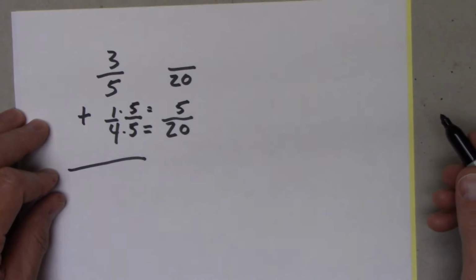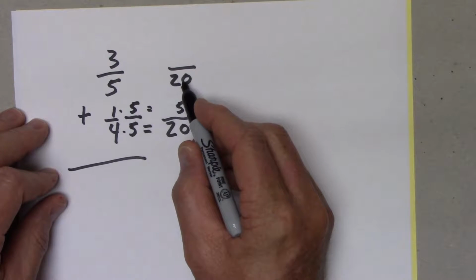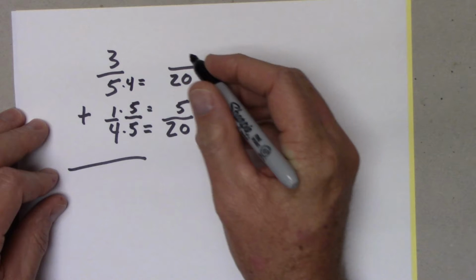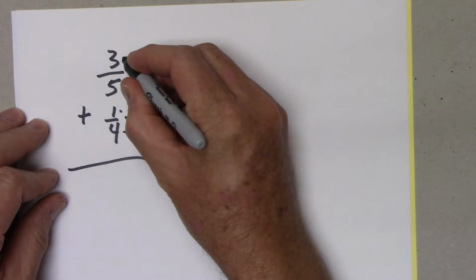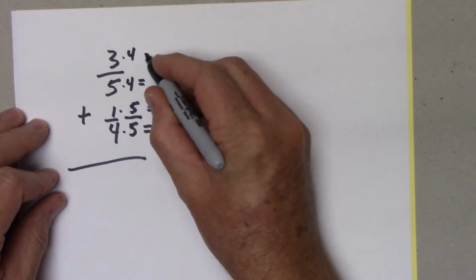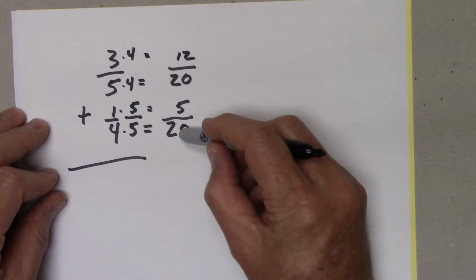Okay? Now let's come up here. 5 times what makes 20? 5 times 4 makes 20. Little sister has to have the same thing. 3 times 4 is 12. Now you see we have a common denominator.